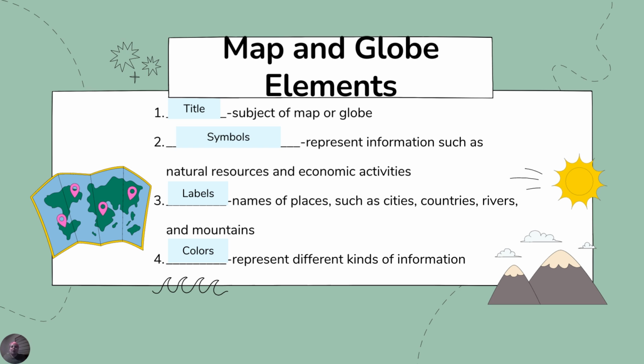Then the last on this slide are colors. Colors can be really useful to represent different kinds of information. So while sometimes colors are just to make maps look pretty, sometimes colors can show different things, like blue can be a lake or a river, or maybe we're looking at how many people live in an area. And so different colors mean different number of people live in that area.